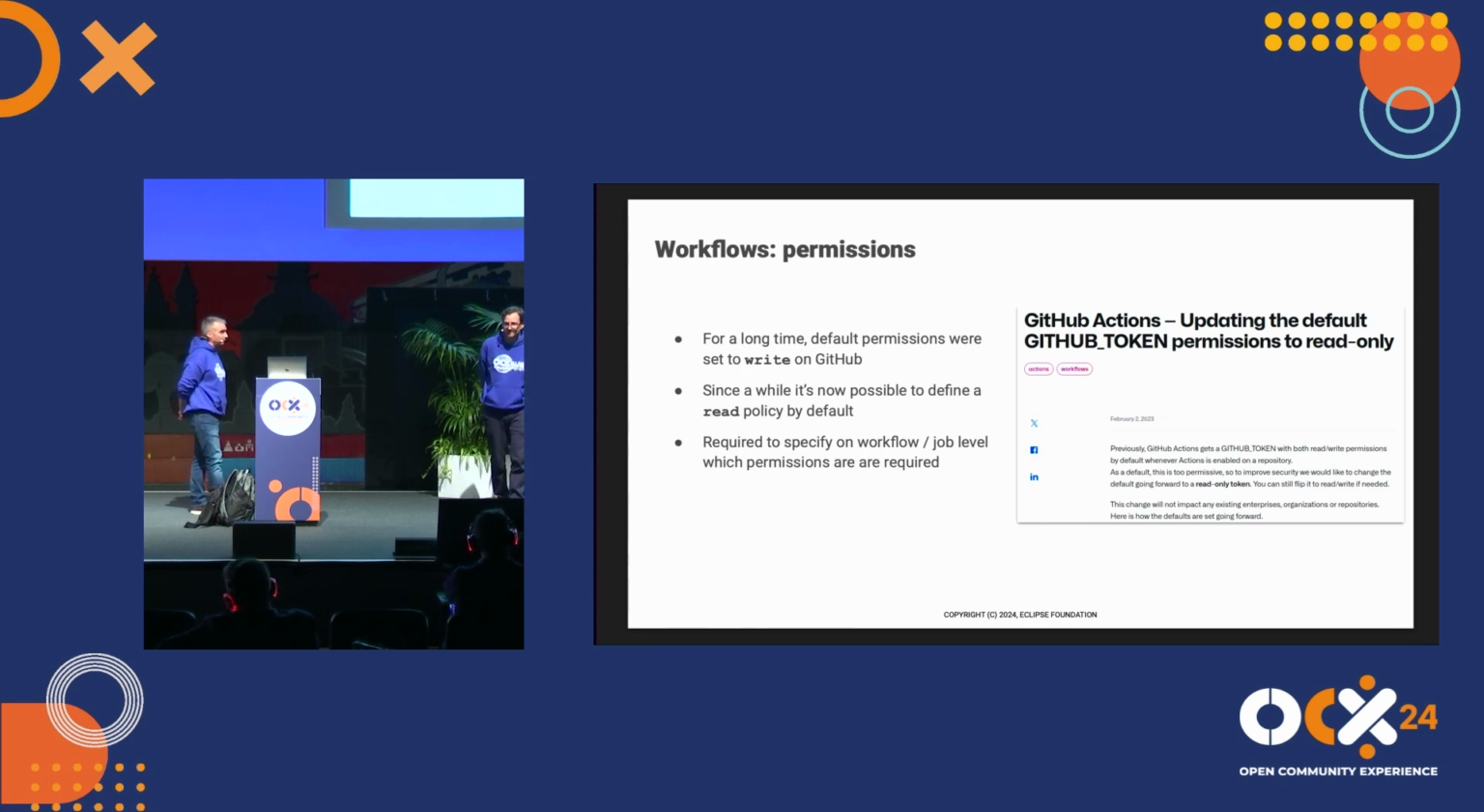For existing projects, that poses a problem, of course, because it means that all existing workflows have to be adapted. What you can do for each workflow and for each job is specify which permissions are really required, and then GitHub will make sure that the token that is issued to these workflows and jobs has the right permissions. So everything is still possible, but it requires some action.